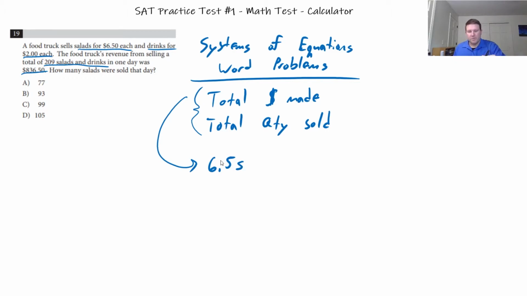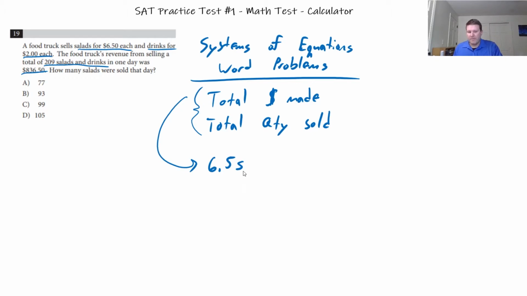So 6.5S gives the total money from salads. And notice how I'm using S instead of X and Y for drinks. This is really important because when you solve for a variable, a lot of times if you're using X and Y, you won't double check what you coded as X and Y. It's way better to use first letters of the words you're representing, like S for salads and D for drinks, because you're not going to mess up which ones you're solving for versus which ones they're asking for. So whenever possible, use first letter coding like that.